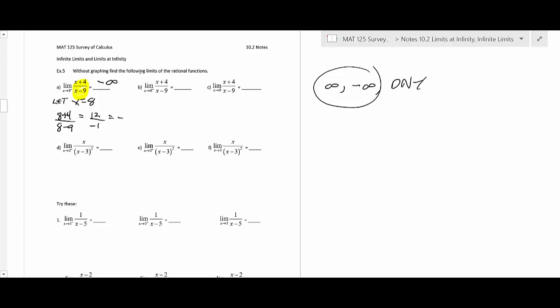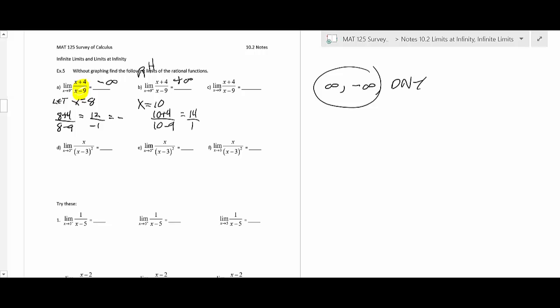All right, the next one is a right-hand limit. So what kind of number would you probably like to use? Above 9. What's a good number above 9? 10. Let's keep it simple. X equals 10. So we just do 10 plus 4 over 10 minus 9. So that looks like 14 over 1. So is the answer positive infinity or negative infinity? Positive. There you go. See, that's all there is to it.